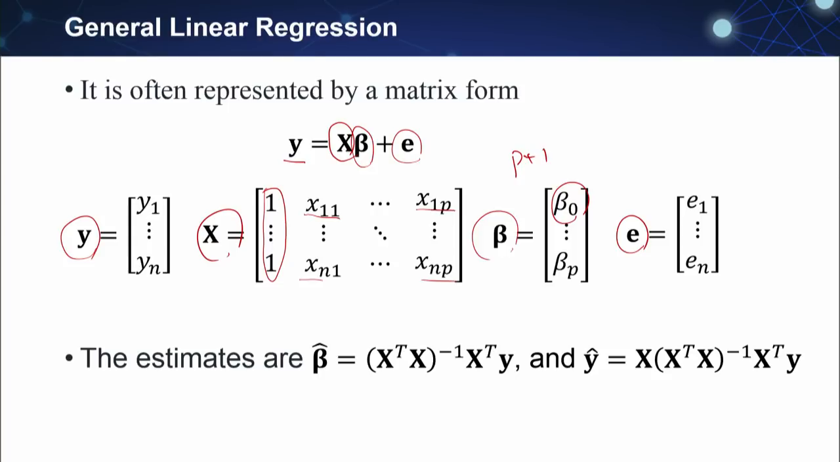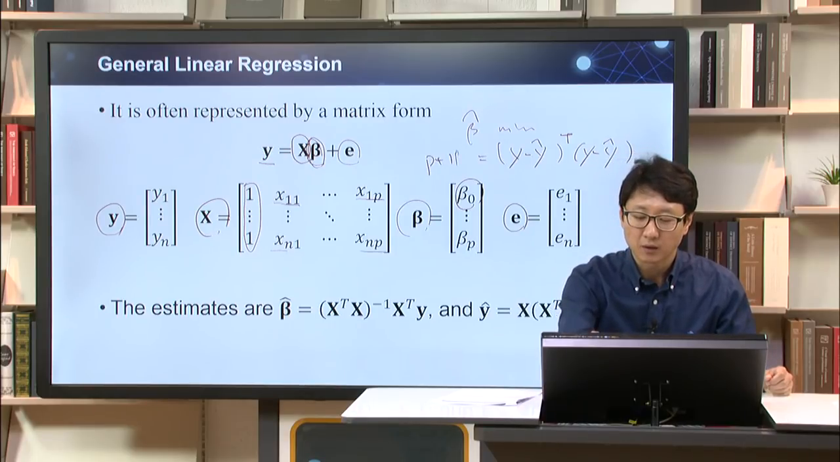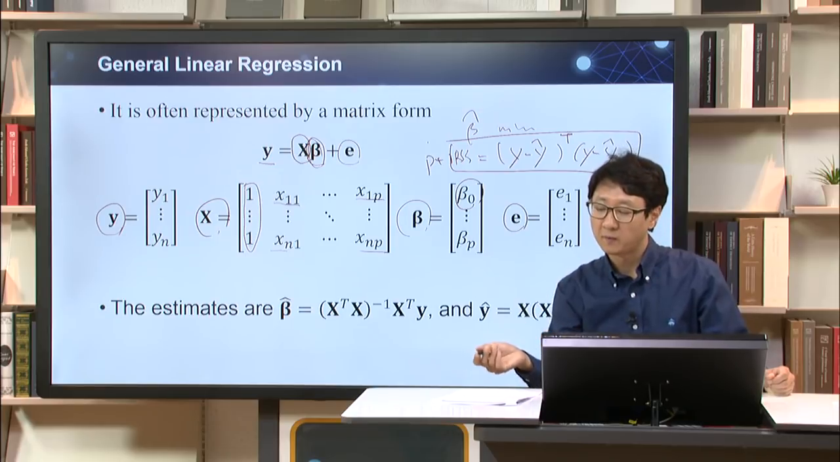Here, what we want to do is find the vector beta hat that minimizes y minus y hat, transpose, times y minus y hat, because this is a vector. This shows the RSS. This is the definition of the RSS in vector form.